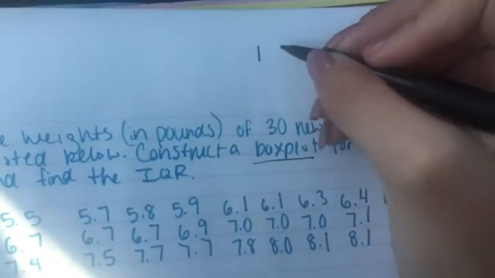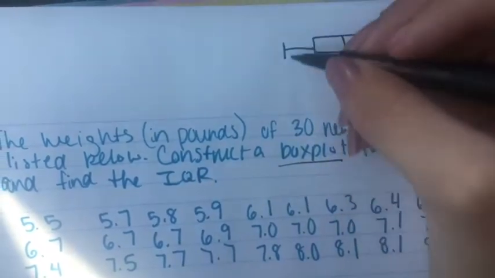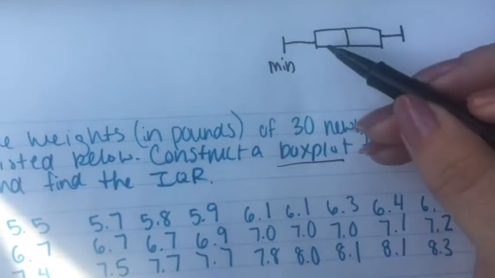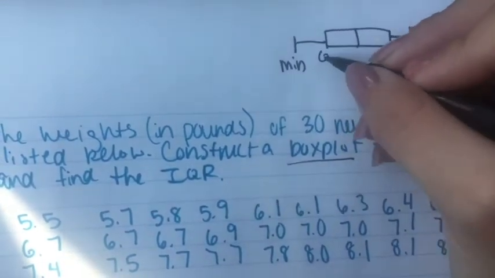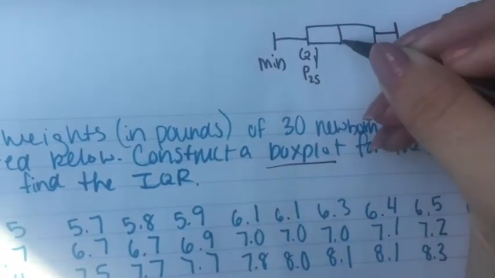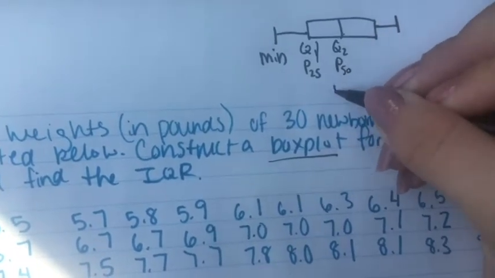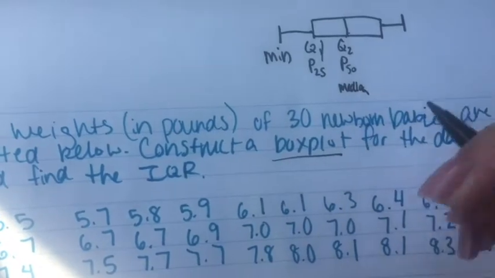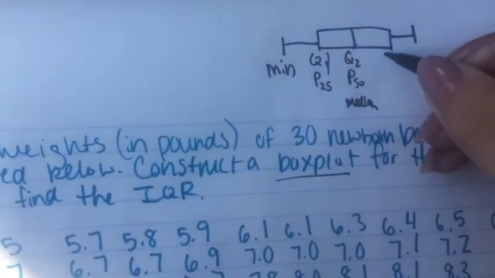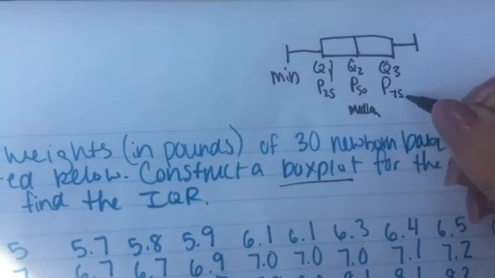So the box plot is basically a 5-number summary. The 5-number summary includes your min, which is the lowest number in your data set. And then the box part is constructed of your Q1, which is your 25th percentile. And then this line right here is your Q2, which is also the 50th percentile, and it's also your median, so the number in the middle of your ordered data set. And then the last one that makes up the box is the Q3, which is your 75th percentile.